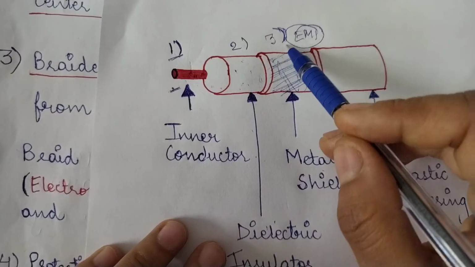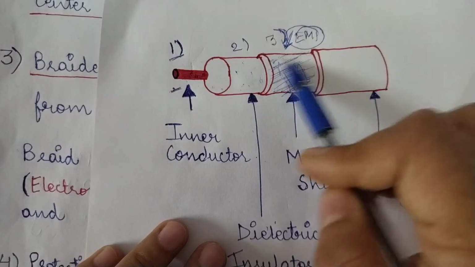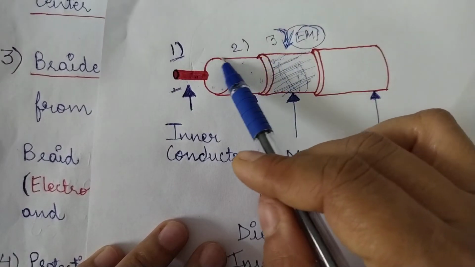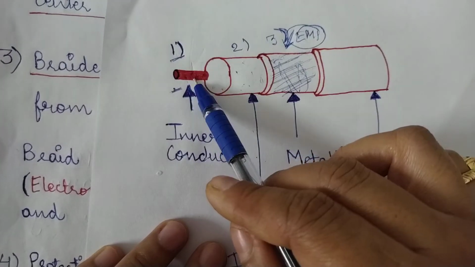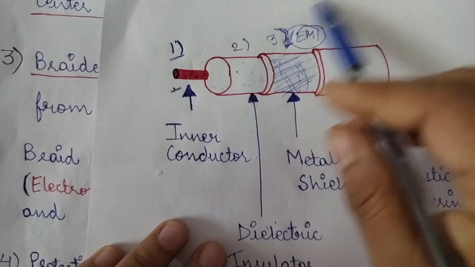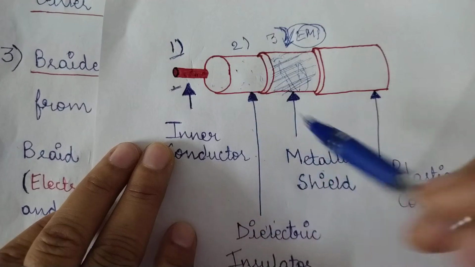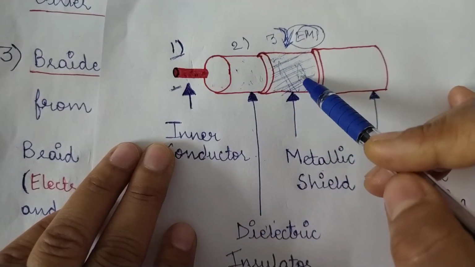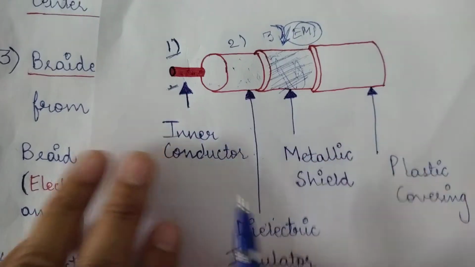This spacing helps in such a manner that whatever noise is coming here is diverted through this shield itself, and it is not able to reach this inner conductor because there is a spacing in between. So from here itself it is diverted to the ground. That is why the spacing through the insulator is provided between the metallic shield and the inner conductor.